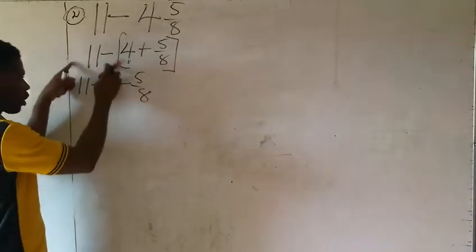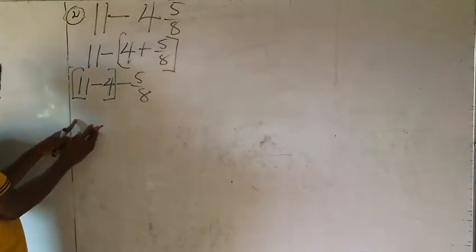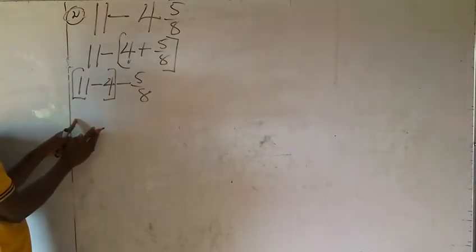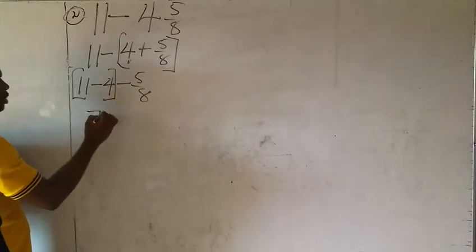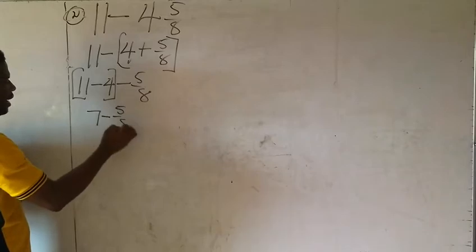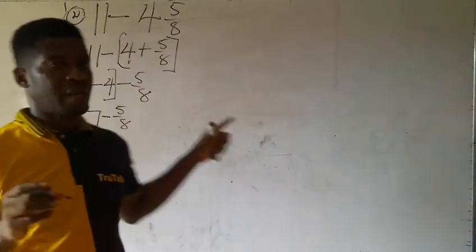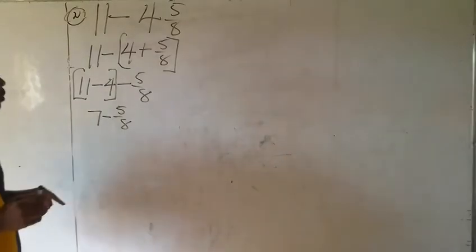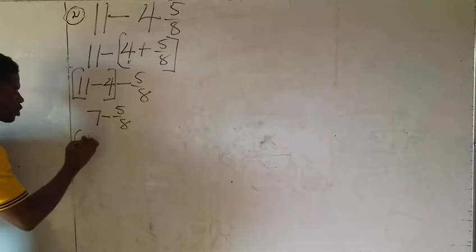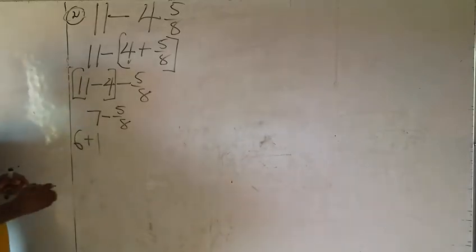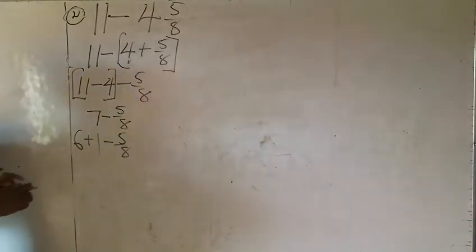Now the next step is work on the whole numbers. So 11 minus 4 is what? 7. Correct? Yeah, 11 minus 4 is 7. We place our 7 here, minus 5 over 8. Recall the earlier example; that will help us to work on this. How do you work on this? Split up your 7 in this format. So that will be 6 plus 1, 6 plus 1 minus 5 over 8.